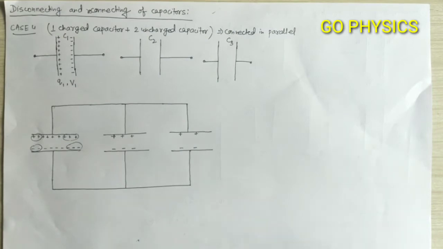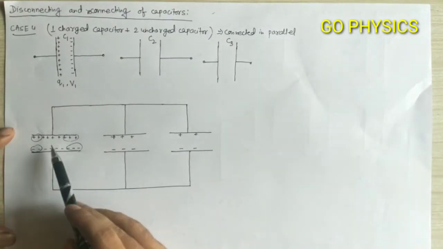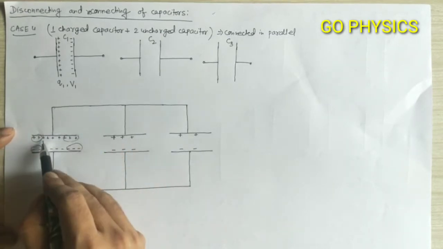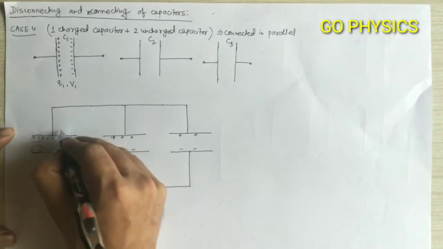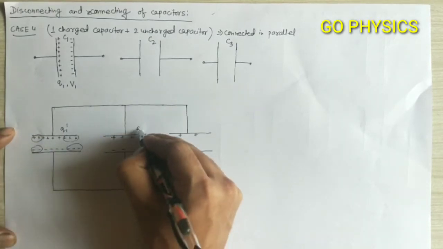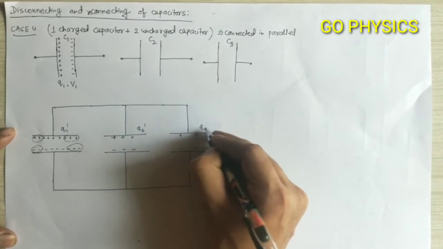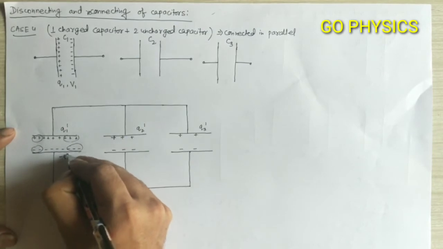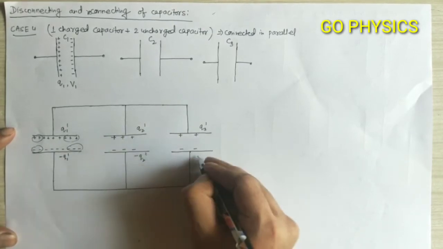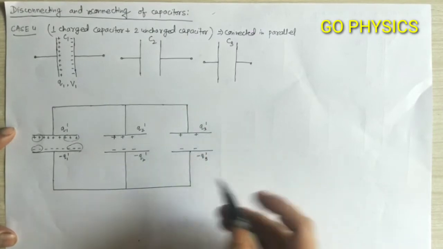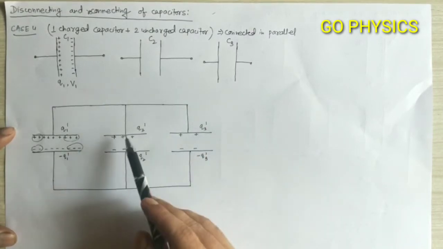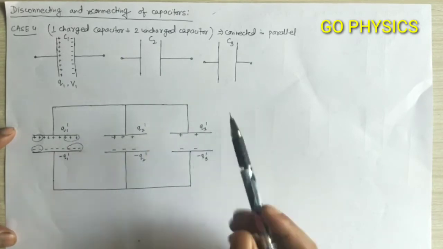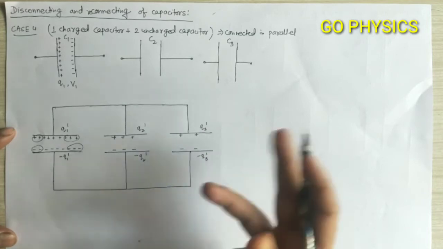So in this case, let us assume the final charges on all three capacitors are as follows. Let us consider this charge is Q1 dash, this charge is Q2 dash, and this charge is Q3 dash. Similarly, on the bottom plate of all the capacitors there is an equal amount of negative charge. Now we need 3 equations, because we have 3 unknowns: Q1 dash, Q2 dash and Q3 dash. So let's see how we will get the 3 equations.